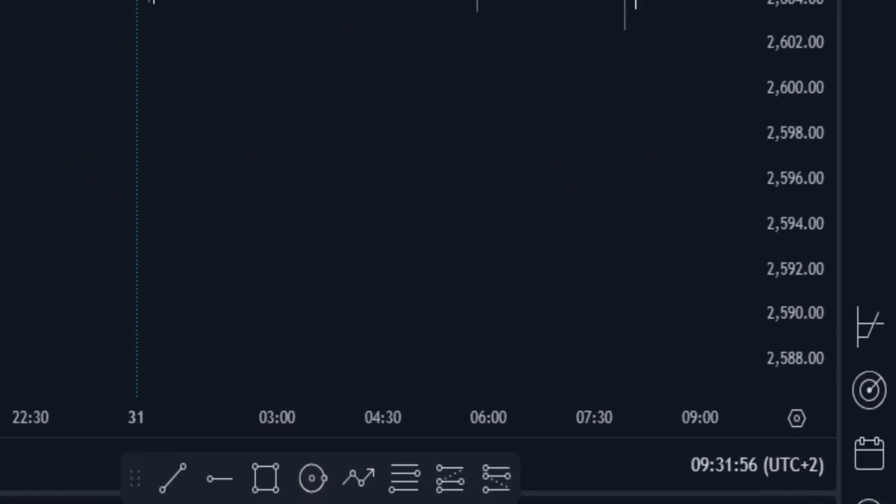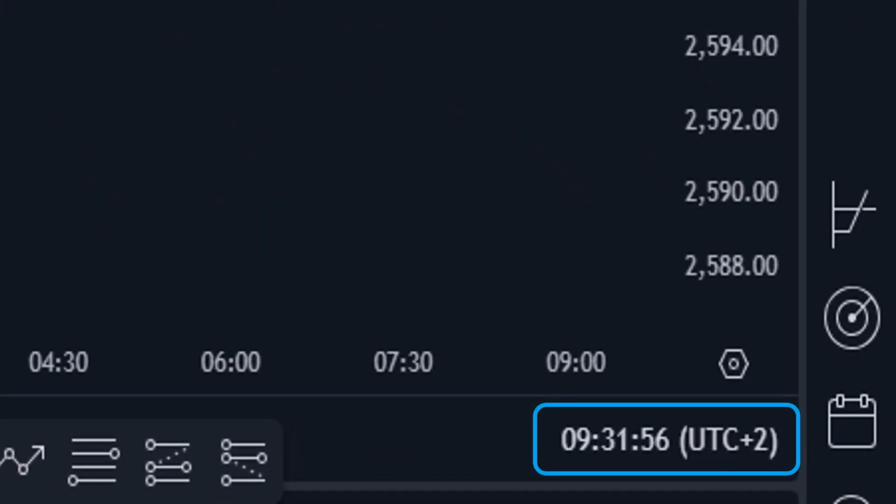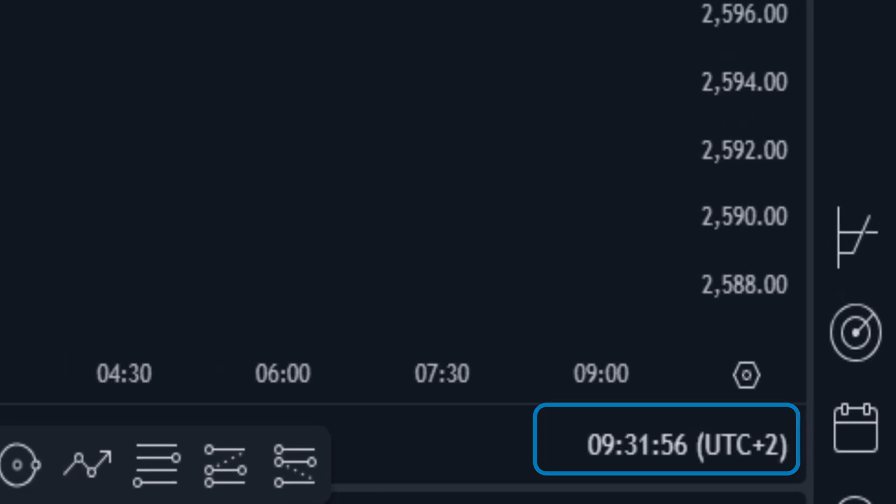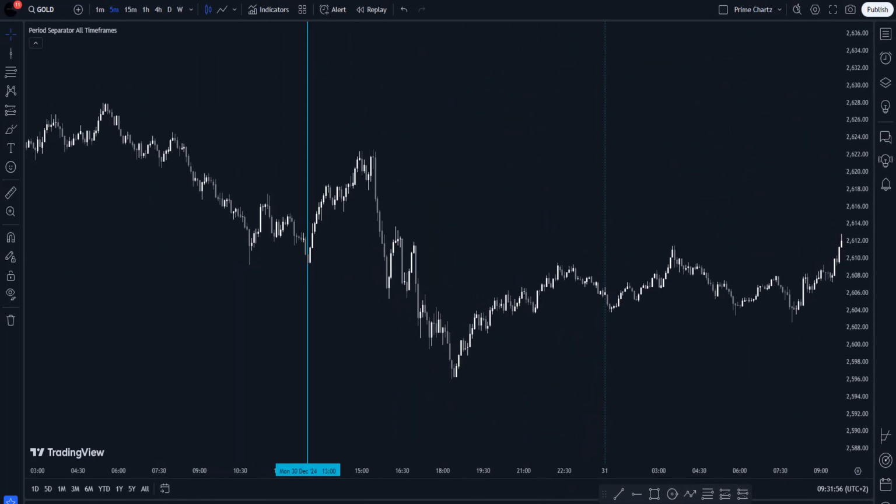Step 2. Adjust your time zone to UTC+2 on your TradingView platform. If you're not aligned with the right time zone, your setups will be completely off. For my fellow South African traders, this is your local time, so you're good to go. If you're elsewhere, make sure you convert correctly.